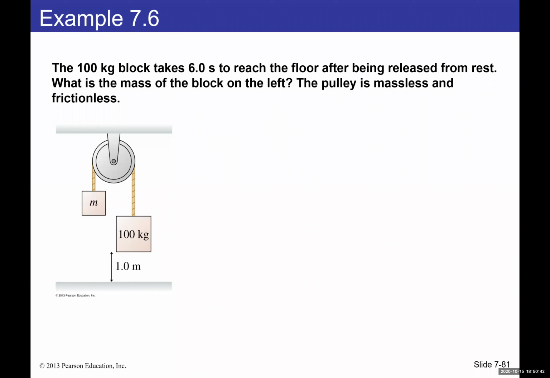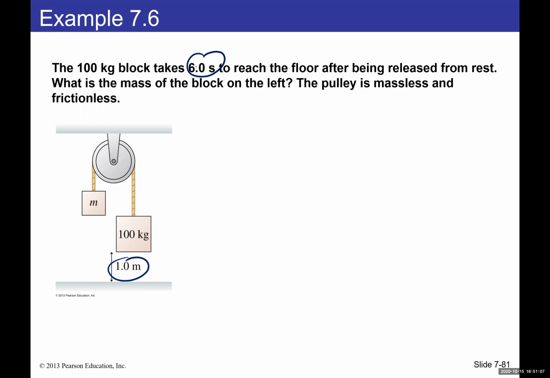The pulley is massless and frictionless, and we can assume that the string, or rather the rope, is also massless. All right, so let's look at this now. How do we solve this problem? Well, we can assume, for example, that we're given that it's falling a 1 meter distance before it hits the ground, and it does it in 6 seconds.